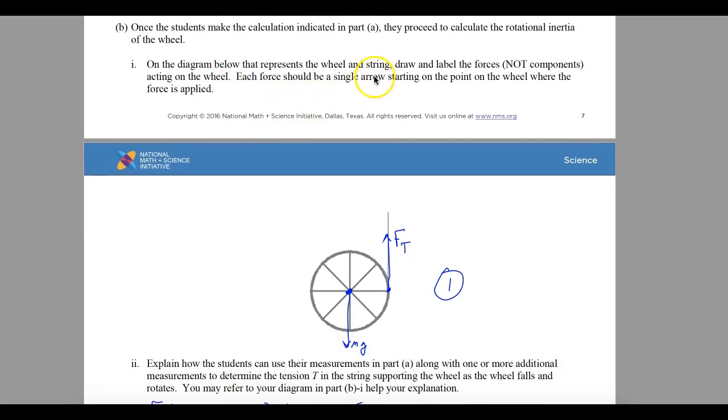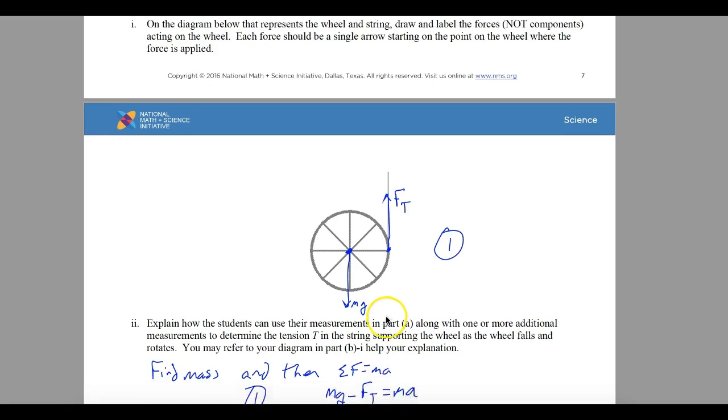On the diagram below, they have the wheel and the string. They want you to draw the forces, not the components, that are acting on the wheel. There's only 1 point here. You need to have both: from the attachment point up is Ft, and from the center of the wheel down is mg.